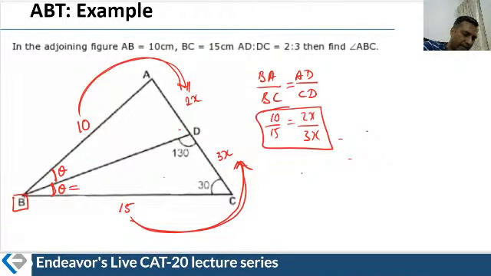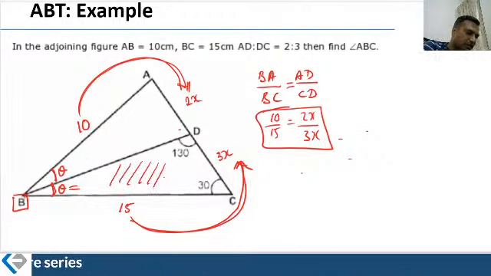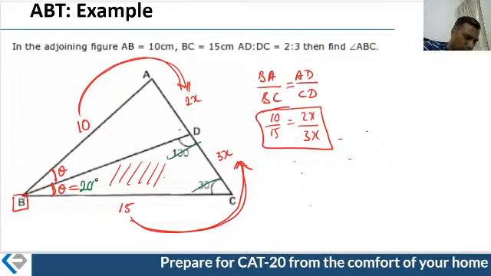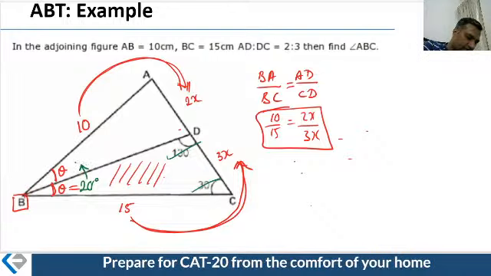This theta I know. I can talk about this particular triangle. This is 130 and this is 30. Therefore that's 160, so this is 20 degrees. If this is 20 degrees, then this is also going to be 20 degrees. Therefore the required angle ABC is nothing but 20 plus 20, which is 40 degrees.